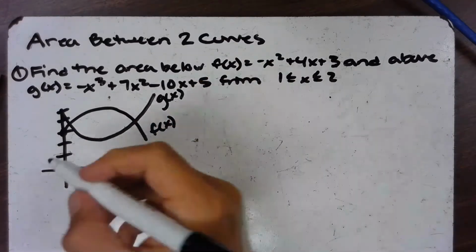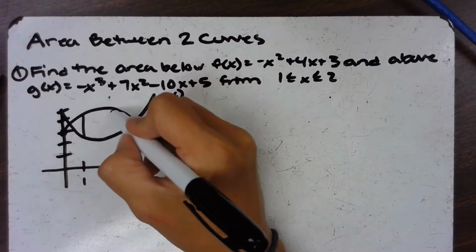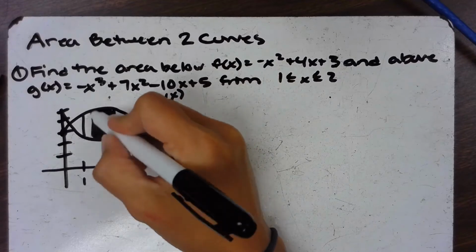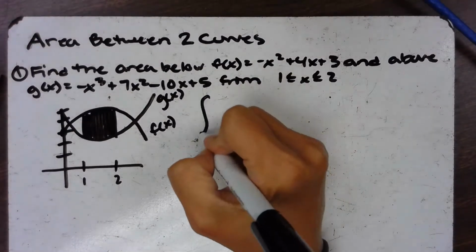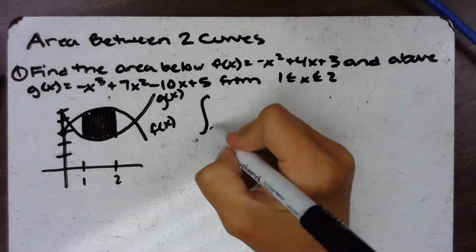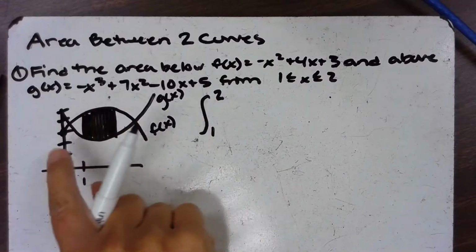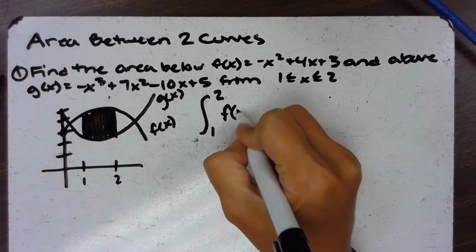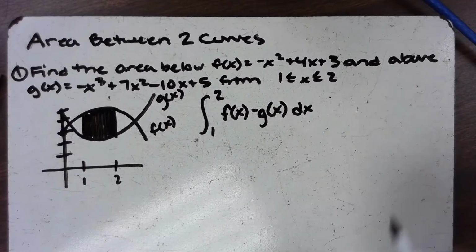And we want from 1 to 2. So we want something right here. We want to know what is that area right there. Well, if I think about this for a second, integration is the area under a curve. So if I integrate from 1 to 2, and I do the top function minus the bottom function, so f of x minus g of x dx, then I'm going to get the area between the curves.